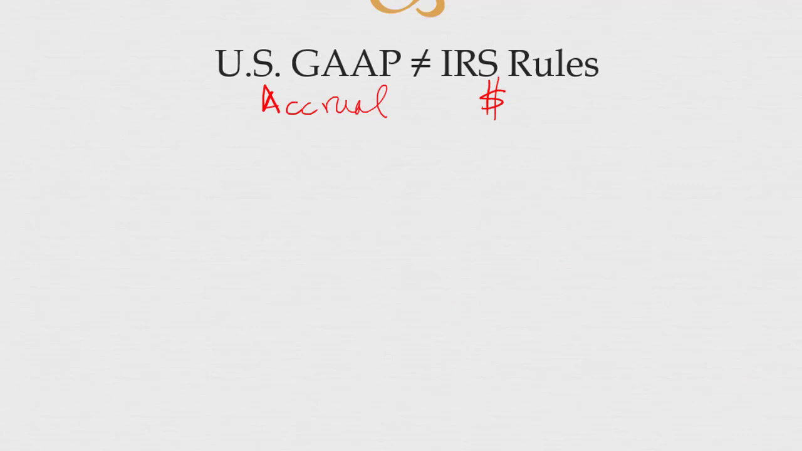And the primary difference that we're going to see, at least from a financial accounting perspective, looking at tax law, is the difference between accruals and cash. And if you'll keep that in your mind, it will make all of what we're going to talk about much, much easier, especially as we get into the methods.